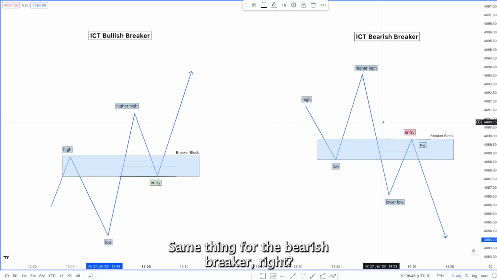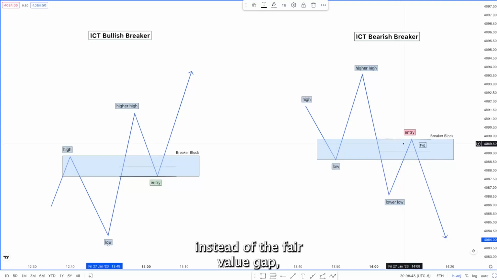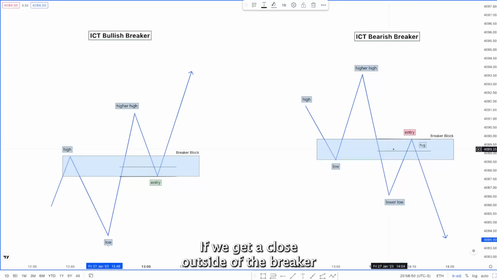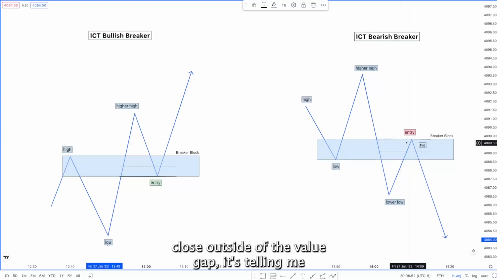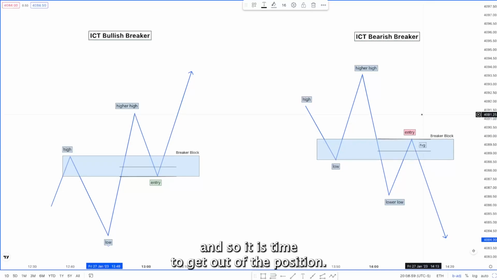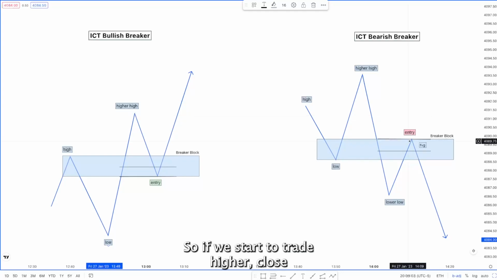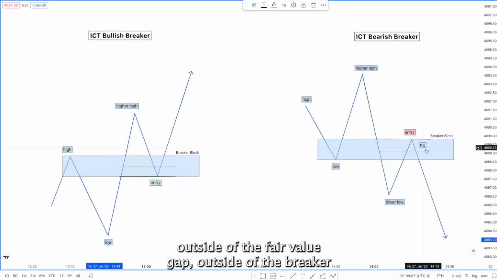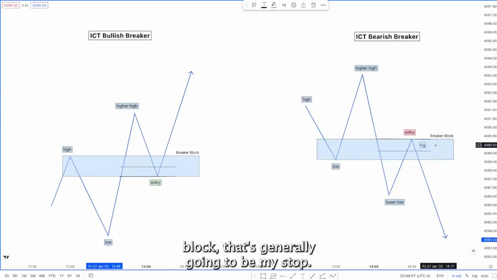Again, same thing for the bearish breaker, right? So I'm going to take my short entry inside of the fair value gap, whatever time frame I'm on. If we get a close outside of the breaker, a close outside of the fair value gap, that's telling me that maybe my analysis on price was incorrect. And so it is time to get out of the position. I'm wrong. And so, mark it up as a loss. So if we start to trade higher, close outside of the fair value gap, outside of the breaker block, that's generally going to be my stop.